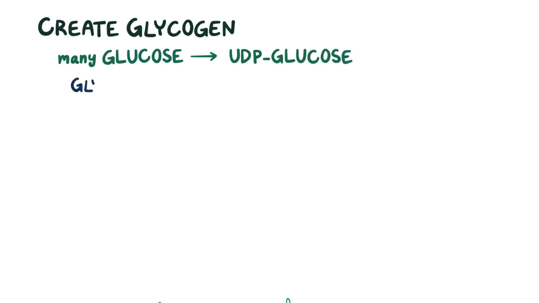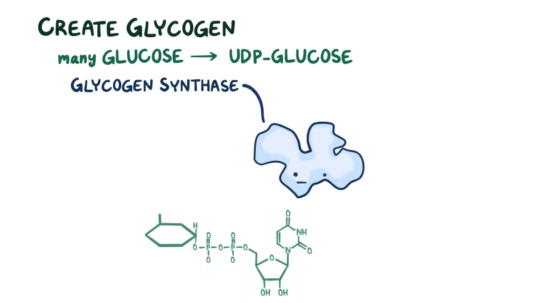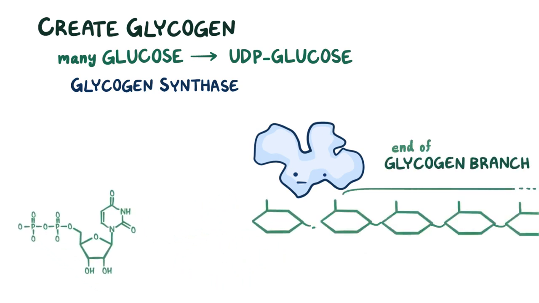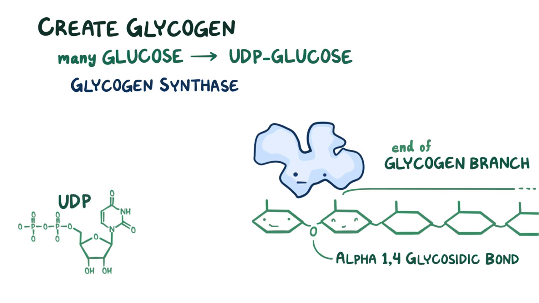An enzyme called glycogen synthase catalyzes the attachment of the glucose part of UDP glucose to another glucose residue at the end of the glycogen branch, forming an alpha-1,4 glycosidic bond. It's almost as if the glucose molecules are holding hands. And in addition to prolonging the glycogen chain, another byproduct of this reaction is UDP.